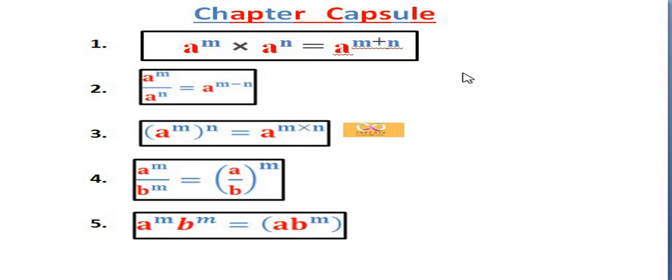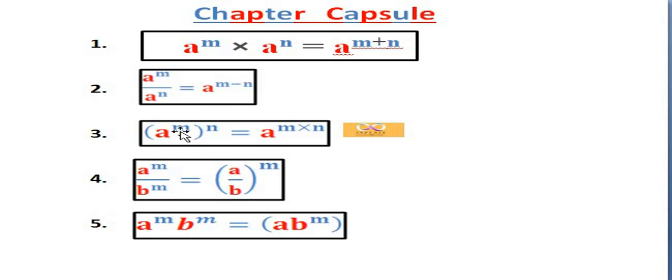Chapter capsule, a small capsule in which everything of the entire video is summarized. The first one is over here. First law is of multiplication. It says that whenever the bases are the same and the powers are different, you have to add the powers and the base will remain the same. Next, for division, whenever the base is the same and the powers are different, always subtract the powers, that is m minus n. You have to do the subtraction for this.